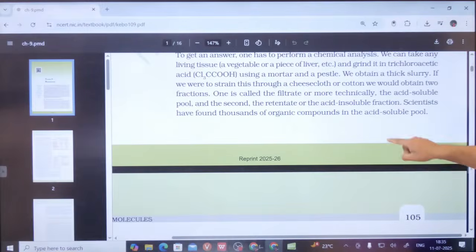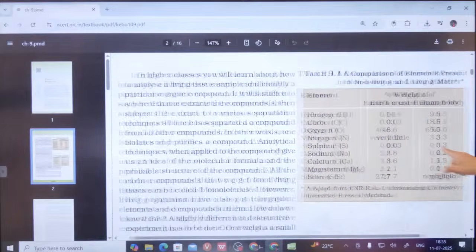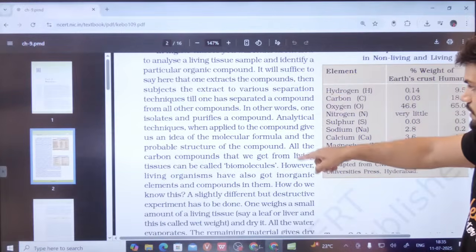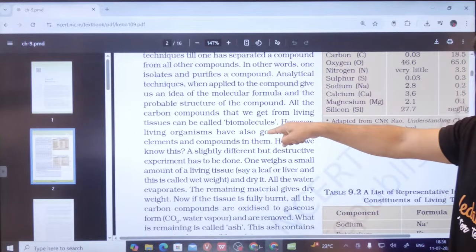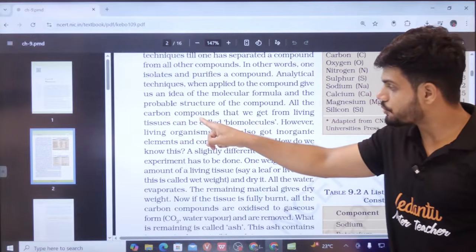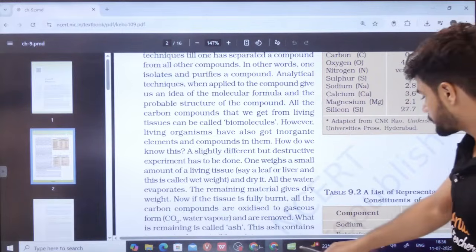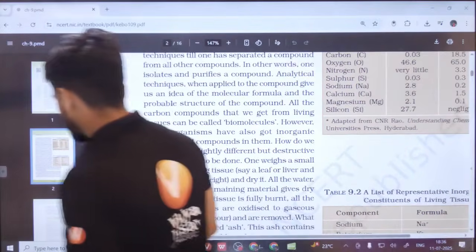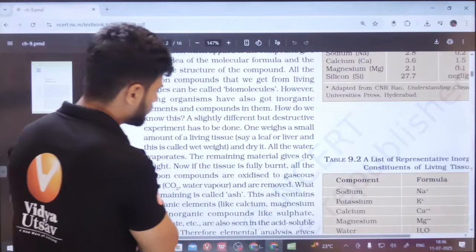Scientists have found thousands of organic molecules in the acid soluble fraction. Now, in higher classes, you will learn about how this analysis can be done. Everything is given here, students. There is a definition for biomolecules. All the board students, here is the biomolecules definition: all the carbon compounds that we get from living tissue are called biomolecules, students. If you're in class 12th, here is a definition for all of you.